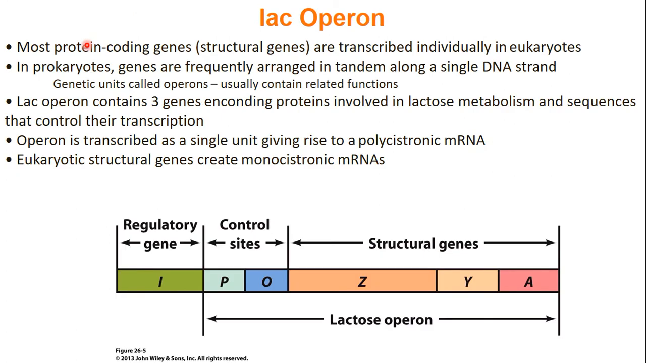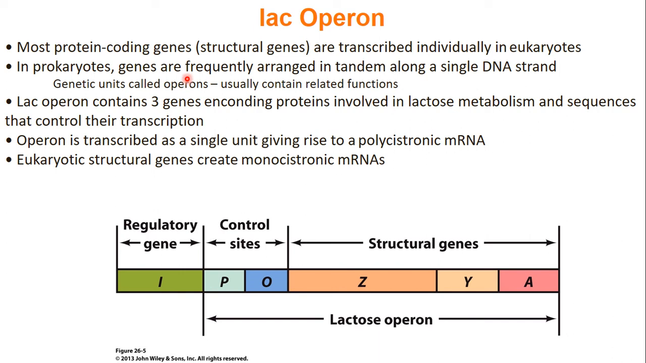Now, since we're talking about prokaryotes, we have to understand how genes are ordered in prokaryotes. For eukaryotes, when we have a protein coding gene, we usually read those individually. That is one read for one gene. But for prokaryotes, it's different. You often have multiple genes just lined up right next to each other. And these units are called operons.